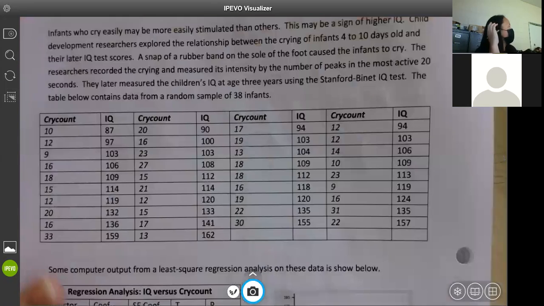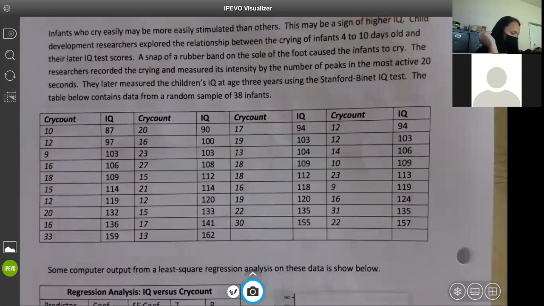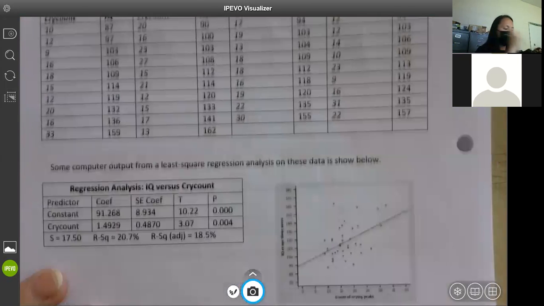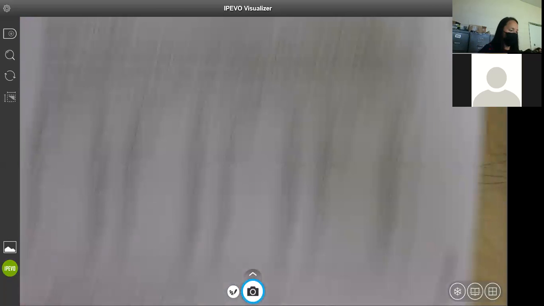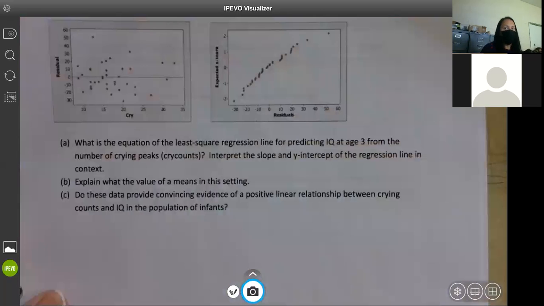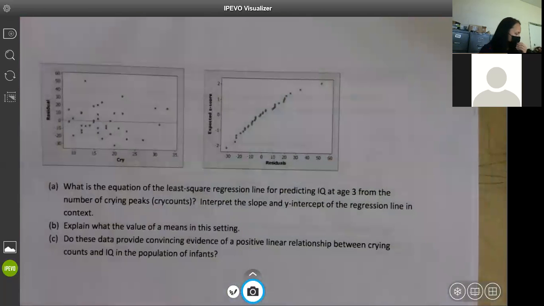I would never want you to put all this in, okay? So we're gonna do this one by hand because it's gonna be easier, all right? So some computer output from the least squares regression analysis on these data are below. So there's your Minitab, there's your regular scatter plot, all right? And flip it over. There's your residual and then your normal probability plot, okay? And remember, we want that normal probability plot to be linear. Okay, so it looks pretty good.